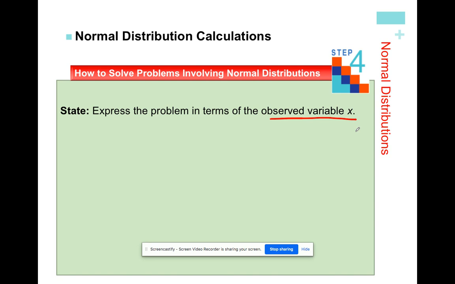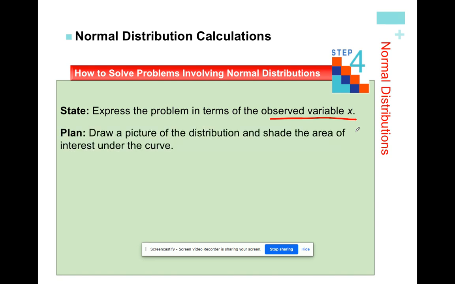Or what's the probability that the IQ score is less than 92? So you have the x value. That's what you're trying to answer the question about, but then you're going to have to standardize. So your plan is going to be to draw a picture of the distribution and shade the area of interest under the curve. And then you're going to perform your calculations.